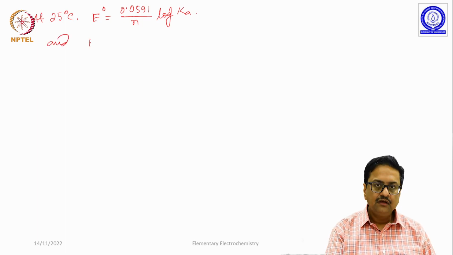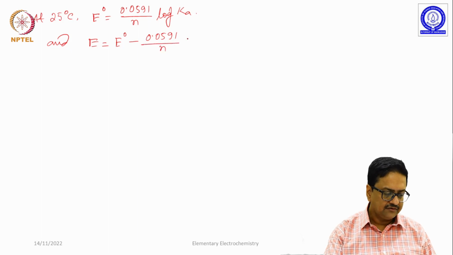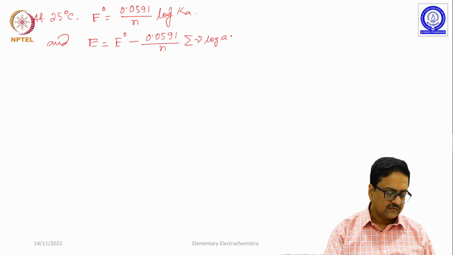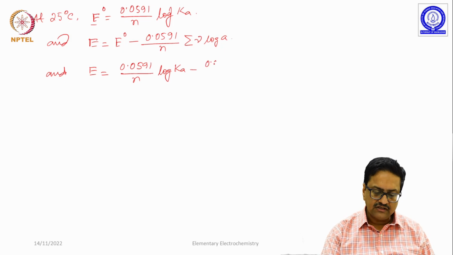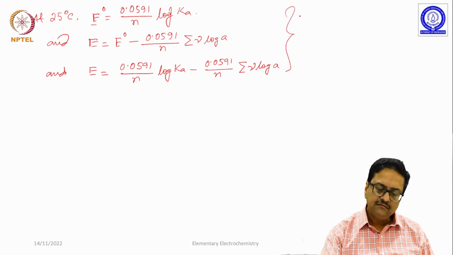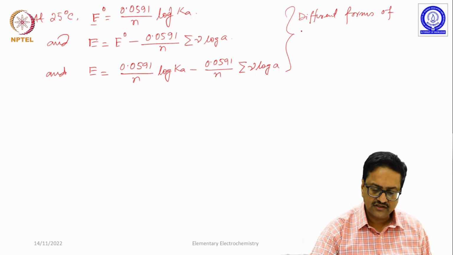and E equal to E0 minus 0.0591 by N sum over nu log A, and also one can write E equal to, we replace E0 by that expression, 0.0591 by N log Ka minus 0.0591 by N sum over nu log A. All these are different forms of the Nernst equation.